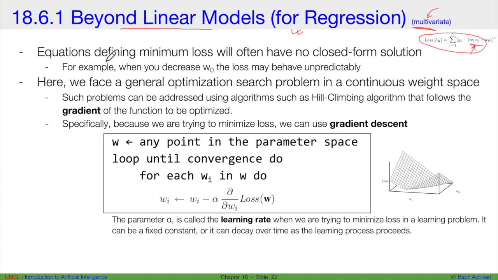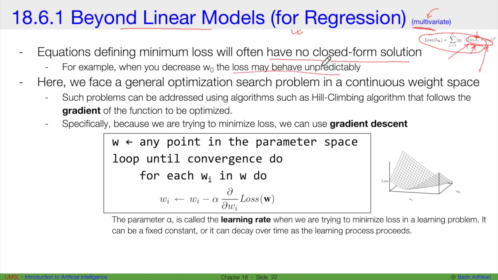And for such equations defining minimum loss, where the loss equation is complicated, non-linear, oftentimes involving many variables, like not just xj as a single variable, but many, a vector with a lot of values in it, such a minimum loss will have no closed form solution. What this means is when we decrease one variable in your weight matrix, say for example W0 or W1, your loss may behave unpredictably.